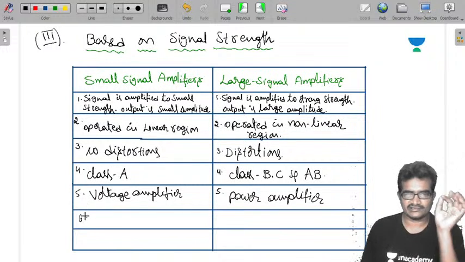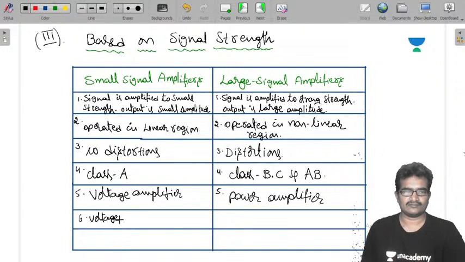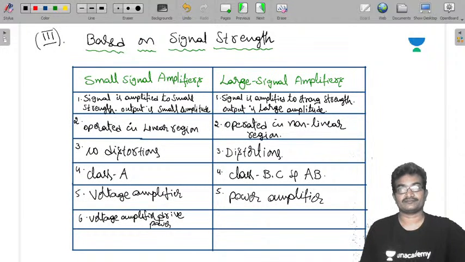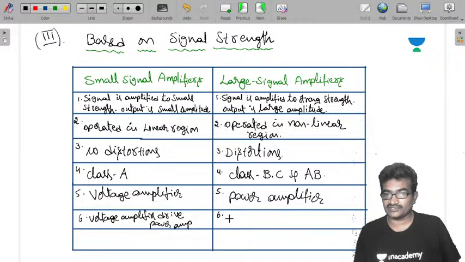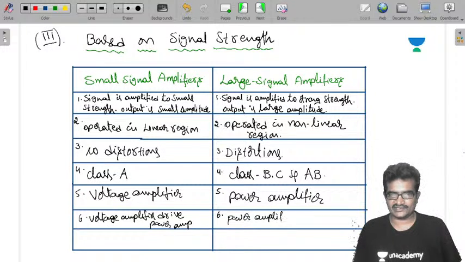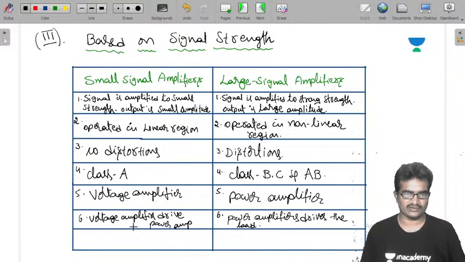So voltage amplifiers drive the power amplifier, and power amplifiers drive the load.